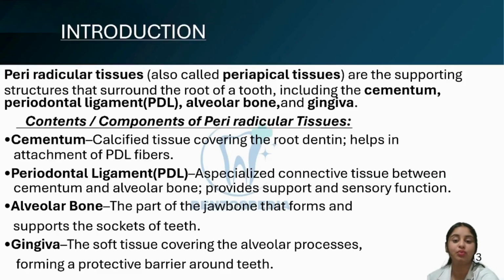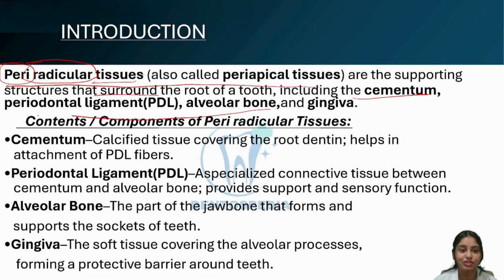So let us begin with the introduction. The periradicular tissue, which is also called periapical tissue. From the name itself, peri means surrounding and radicular means root. So these are the tissues which surround the root of the tooth. They are the supporting structures that surround the root of the tooth, including cementum, periodontal ligament, alveolar bone, and gingiva.